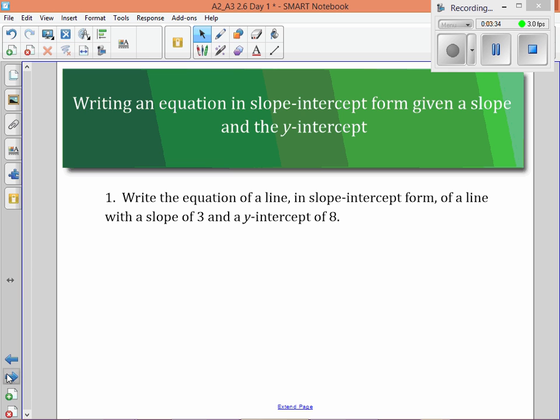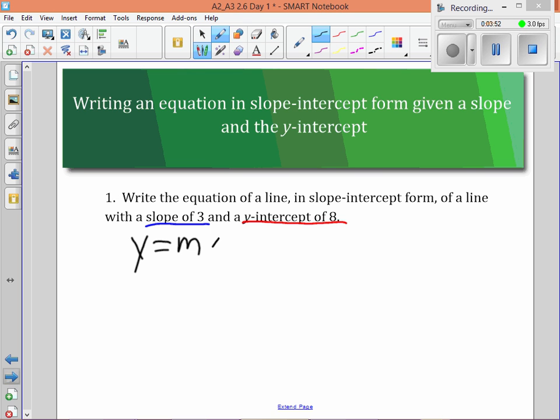Okay, now we're writing an equation in slope-intercept form given a slope and the y-intercept. So kind of the reverse. Very easy to do. We're given the slope as being 3, which I underline in blue. We're given the y-intercept as being 8, underlined in red. So once we identify, that's really easy to do, in that we're still working with slope-intercept form. Y equals mx plus b. In this case, because m is 3, y is equal to 3x plus 8.